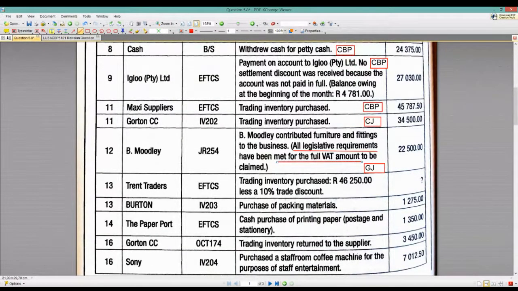Then on the 13th, Trend Traders, trading inventory purchased at 46,250 less 10% trade discount. Okay, so at what value would you capture the purchase here? Would you capture it at the initial 46,250 or would you capture it at a different value?